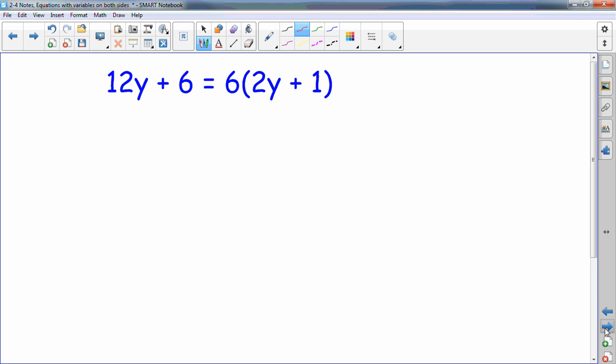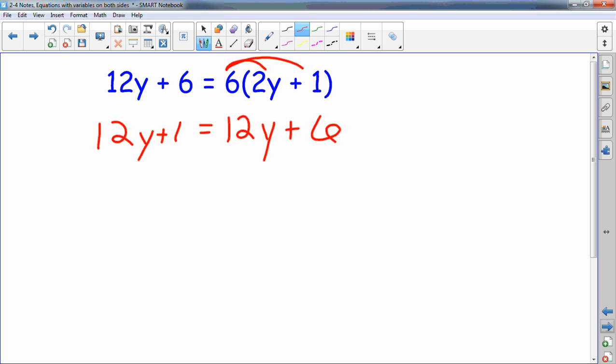First step, get rid of the parentheses. So 6 times 2y is 12y. 6 times 2 is 12, and I still have a y. 6 times 1 is 6. I have 12y plus 6 equals 12y plus 6. Y equals 0.